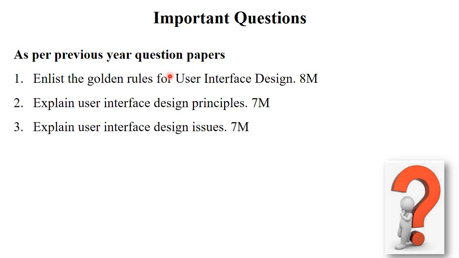Now, as per your previous year question papers, these three are the most important questions. Enlist the golden rules of user interface design for 8 marks. Explain user interface design principles for 7 marks. And explain user interface design issues for 7 marks. They will ask any one question from these three questions.